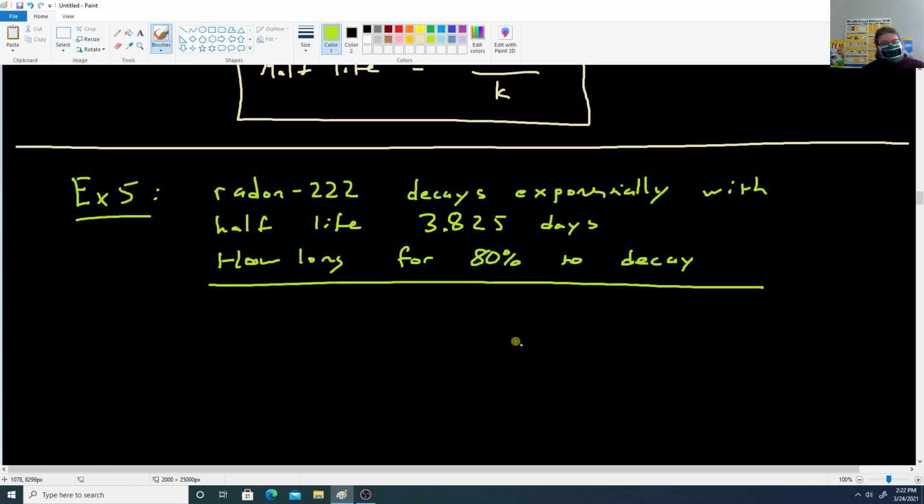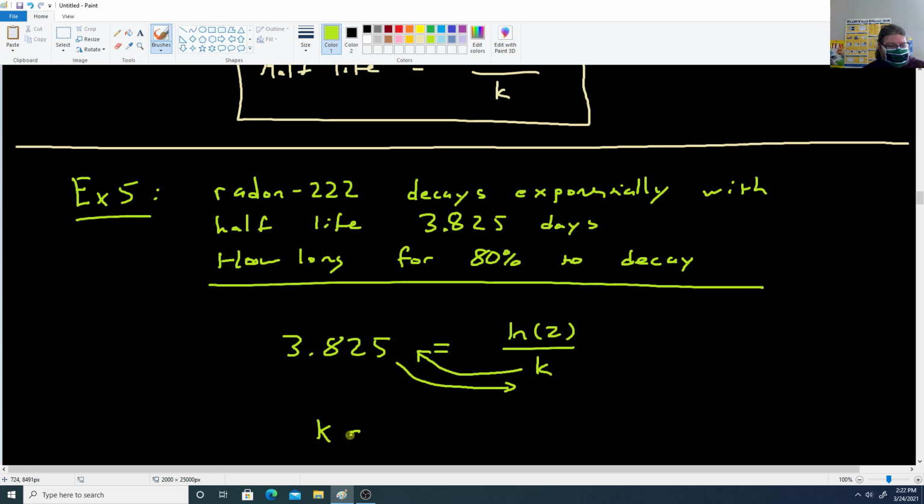So what we're going to do here is use the half-life equation, which I said was 3.825 equals natural log of 2 over k. And we're going to use that half-life equation to figure our k value out. So I'll multiply the k on up and divide the 3.825 back down. And we'll get k equals natural log of 2 divided by 3.825. So that's my k value.